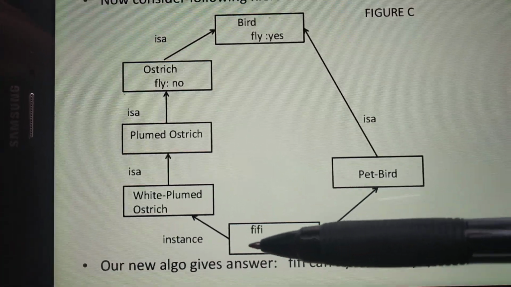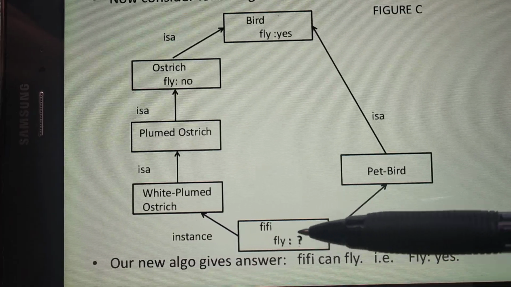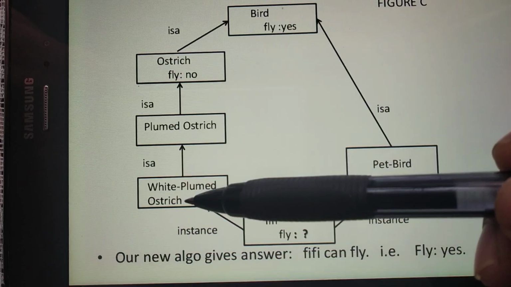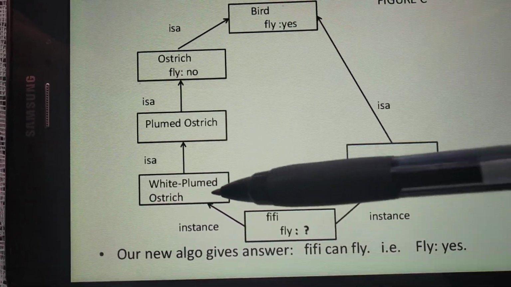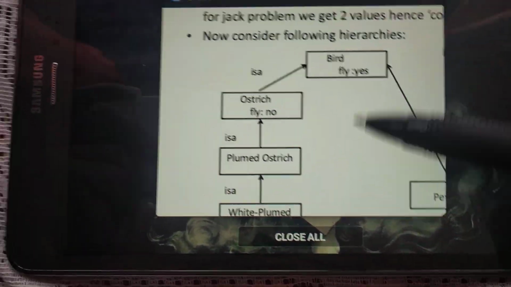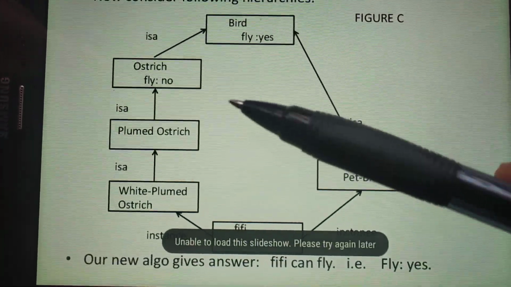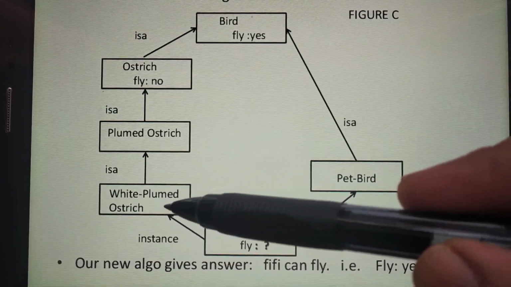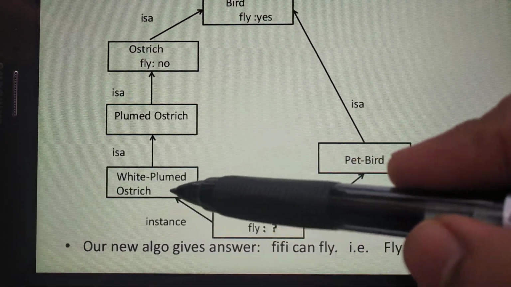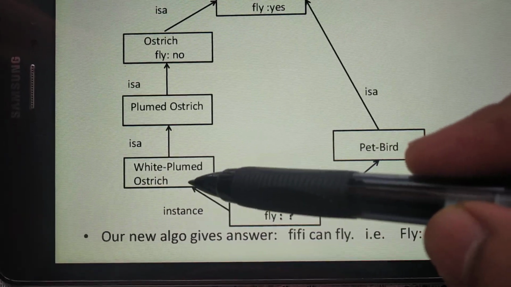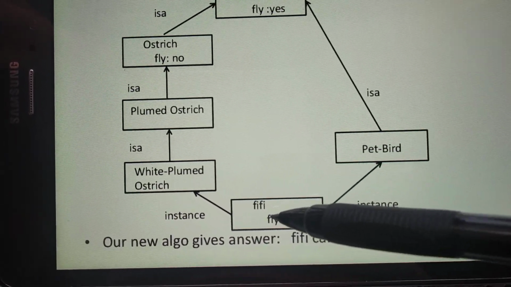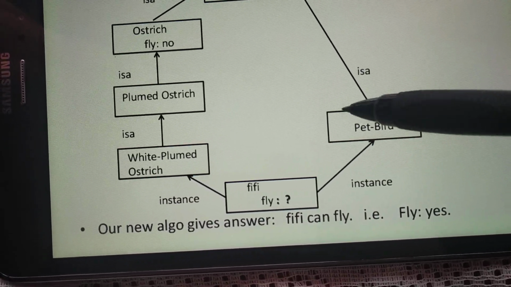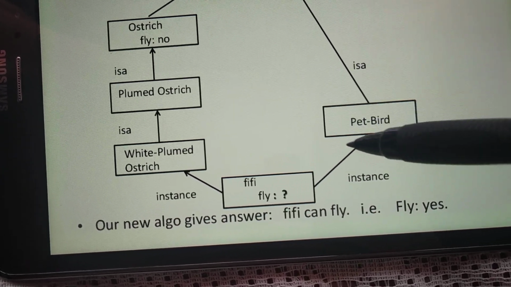So what we do is we expand this node. We are using the breadth first search algorithm. We expand this node to generate two children. The first child, white plum ostrich, is generated. Again, it does not have any value for fly, so you have to continue the search. Then the second child of that node is generated, pet bird. This also does not have any value pertaining to the fly attribute.